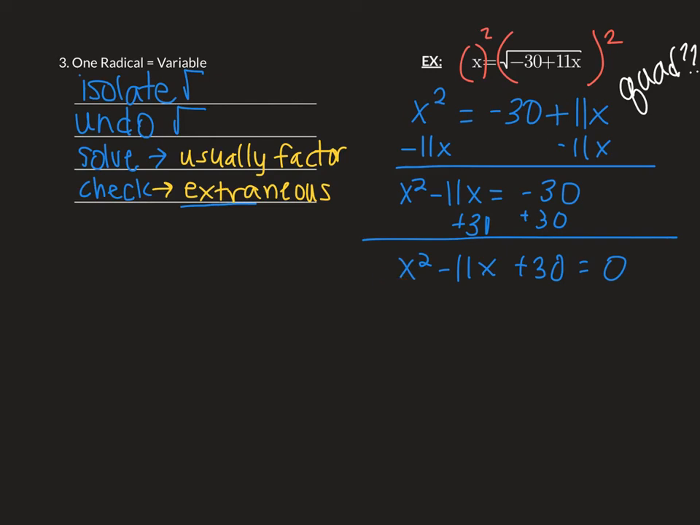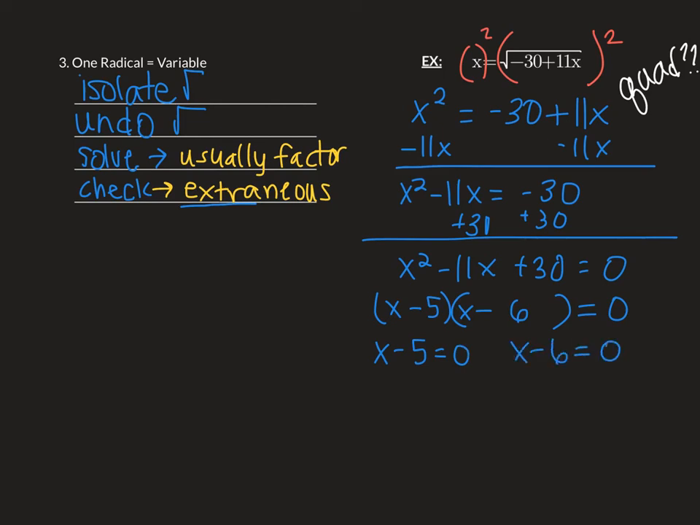You can use Xbox. You can just use the idea of guess and check, meaning I'm looking for two numbers that multiply to 30 that add to negative 11. To multiply to a positive number but add to a negative number, they both need to be negative. And so I'm going to do x minus 5, x minus 6 equals 0. And then I have the zero product property, which says that x minus 5 equals 0 and x minus 6 equals 0.